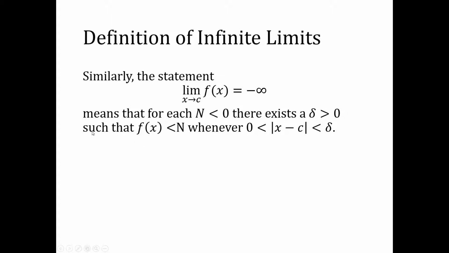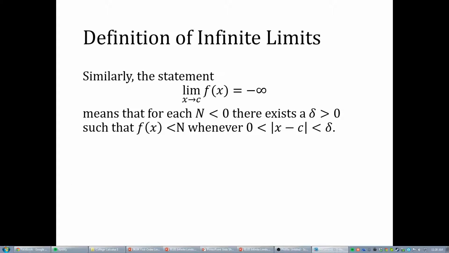Delta means the same thing, such that the function, for whatever x we pick, is always going to be less than n whenever x is not c, so the distance is always going to be greater than 0, and the distance between x and c is always going to be within delta.